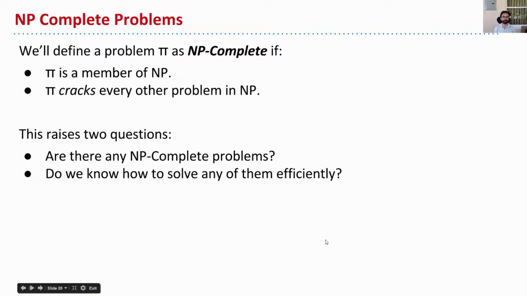And this brings me to why it'd be useful. Suppose there existed an NP-complete problem, right? We have some problem that can crack everything else. It's a universal skeleton key that unlocks every single verifiable problem in the universe. If we knew how to solve any of those efficiently, then we'd be able to solve all of those problems very efficiently.